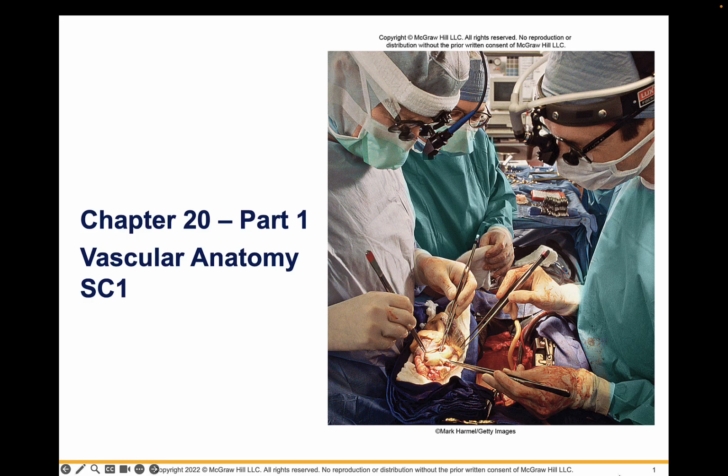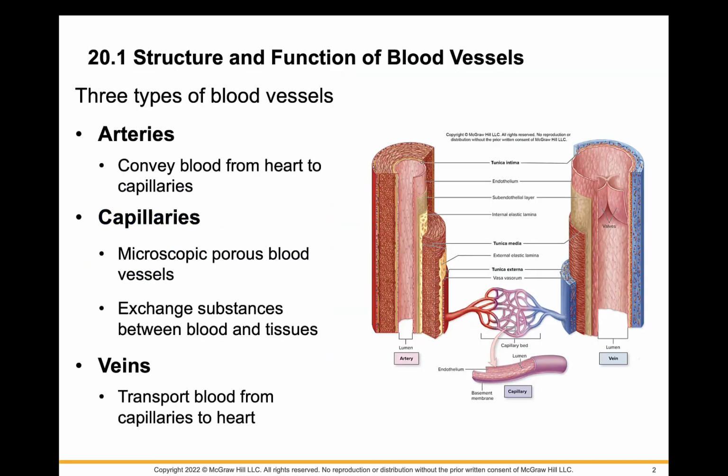Chapter 20, Vascular Anatomy, Screencast 1. This first screencast will focus primarily on arteries, and what I want to address first is just an overview of the vessels that we have introduced before. And the other thing that I'm going to try to emphasize in this screencast is the anatomical structures that we find in arteries and veins and how they carry over to how these vessels perform their overall function.